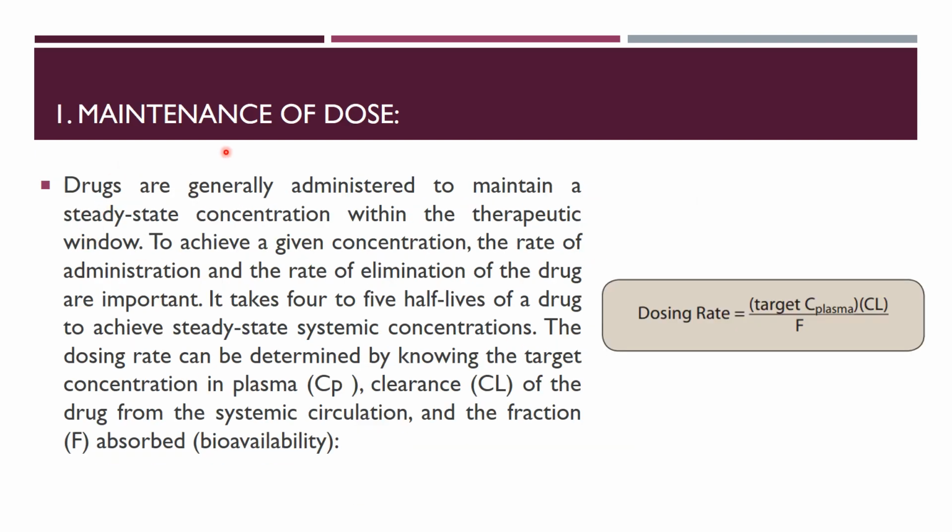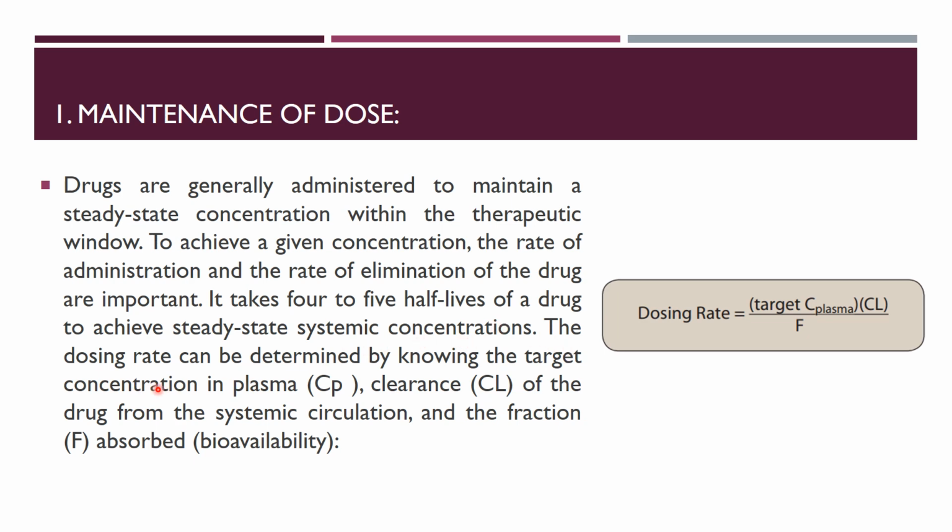Number one, maintenance dose. Drugs are generally administered to maintain a steady state concentration within the therapeutic window. To achieve a given concentration, the rate of administration and the rate of elimination of the drug are important. It takes 4 to 5 half-lives of a drug to achieve steady state systemic concentration.